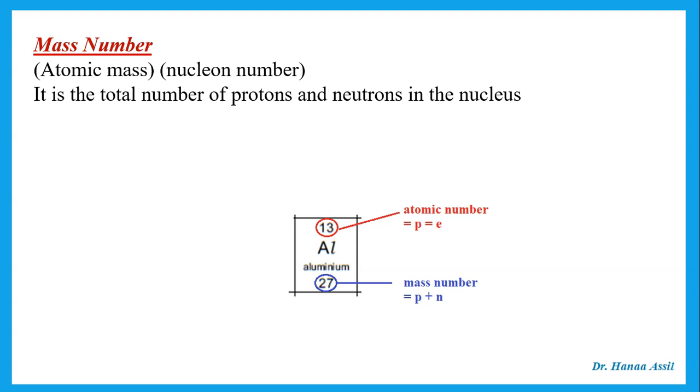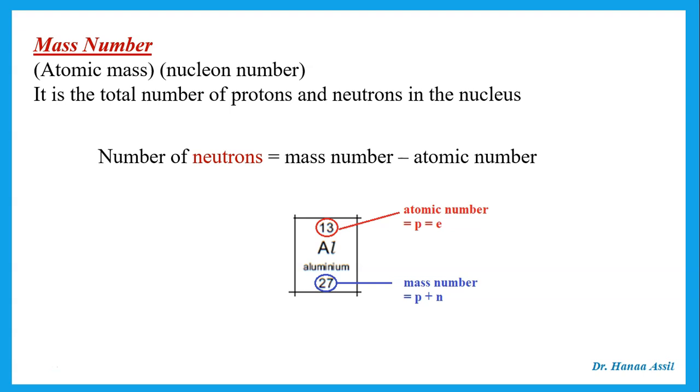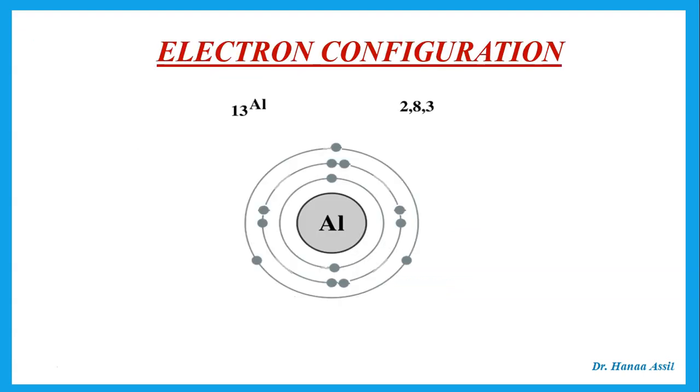Mass number, we refer to it as atomic mass, or we could refer to it as nucleon number because it is the number of both protons and neutrons in the nucleus. So the mass number, or the nucleon number, is the total number of protons and neutrons in the nucleus. Looking at the periodic table, it is the bigger number. And remember, if the atomic number is, for example, 13 and the mass number 27, and we said atomic number is the number of protons, mass number is protons plus neutrons, then the number of neutrons is the difference between the big number and the small number, the difference between the mass number and the atomic number.